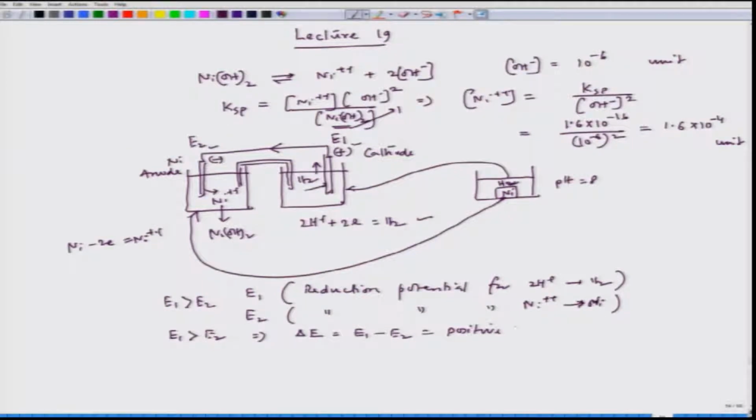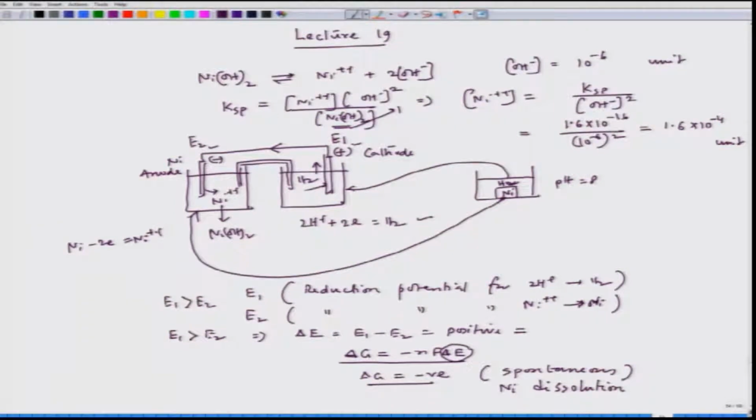And if it is positive, then since we know del G for the reaction is equal to minus nF del E, where del E is the cell potential, and if this is positive, del G would be negative. Once we get del G to be negative, we can say that the reaction is spontaneous. Since we are considering nickel dissolving, nickel dissolution, or nickel corrosion, is spontaneous.